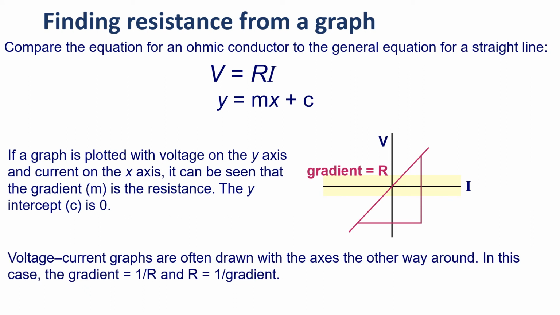So there you go. You can hopefully see that the gradient is V over I, and V over I becomes resistance, and it will go through zero because it's a directly proportional relationship. I've put both sides of the origin there, negative and positive, because it doesn't matter which direction the current is going. If you plot it the other way around, as voltage-current graphs are often drawn, then the gradient would be I over V, which would be 1 over the resistance.